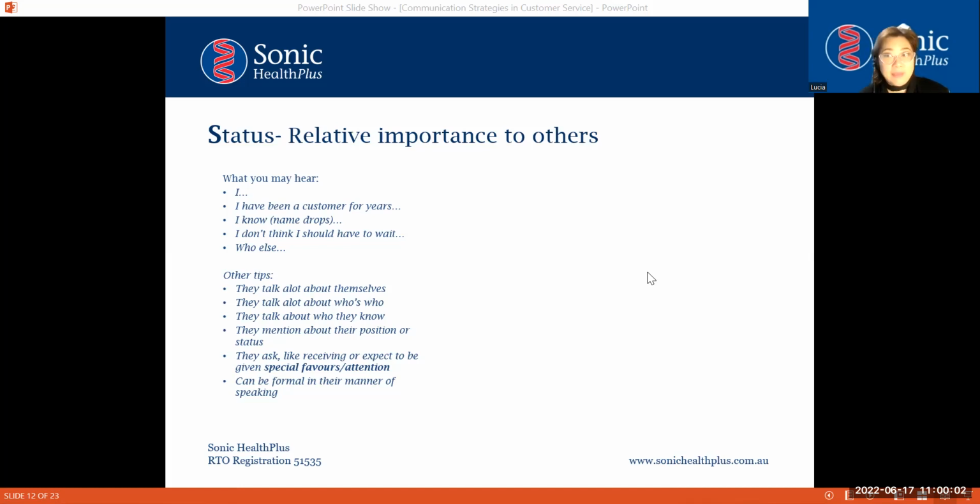Now, they talk a lot about themselves. They talk a lot about who's who. They talk about who they know. They mention their position or status a lot, not just once, and they voluntarily give that information without being asked. They ask to receive special favors and attention, okay? And can be very formal and authoritative in their manner of speaking, okay? And sometimes very condescending as well, okay? So those are the different signs that you need to spot.